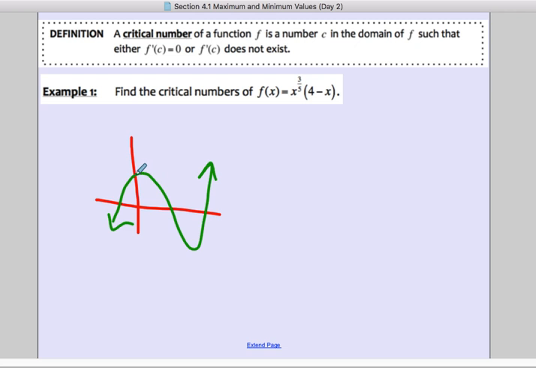If you look here, you should see my tangent line has a slope of 0, which is a maximum. So that's why we set our derivative equal to 0. The same thing can occur when derivatives don't exist. So that is why we're doing that. For the first example, we're just going to find our critical numbers.